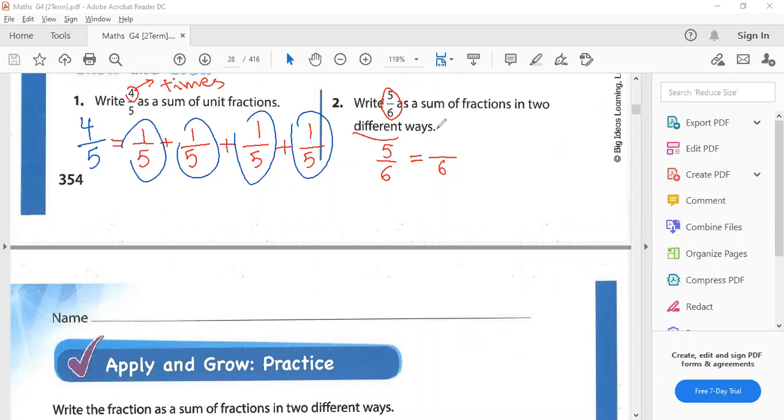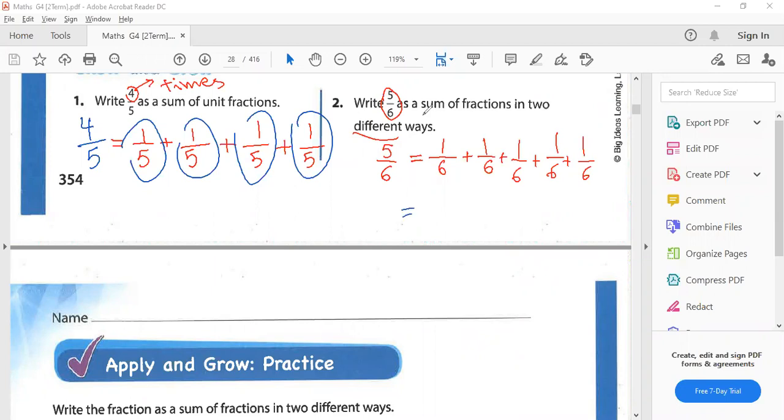What is the unit fraction out of 6? Unit means 1, so 1 over 6. How many 1 over 6 will be 5 over 6? 5. Excellent. So 1 over 6 plus 1 over 6 plus 1 over 6, 5 times, right? And so this is the first way.